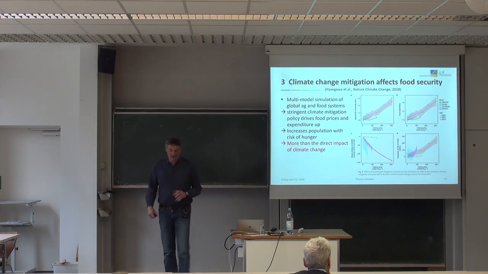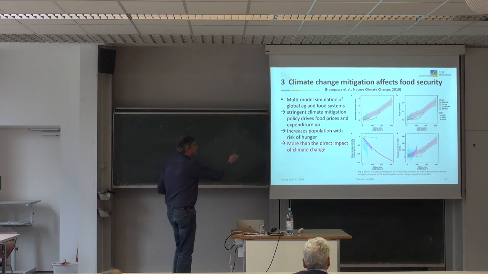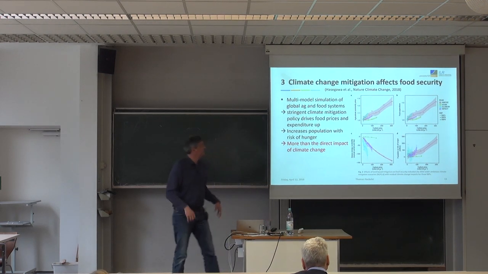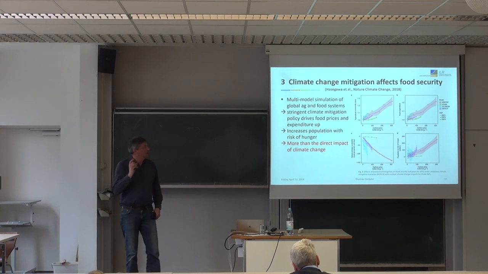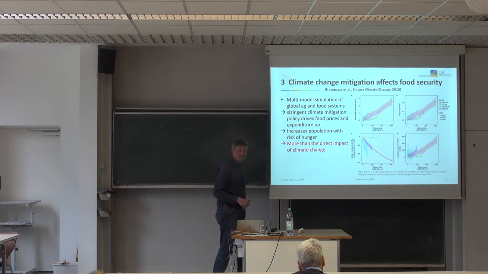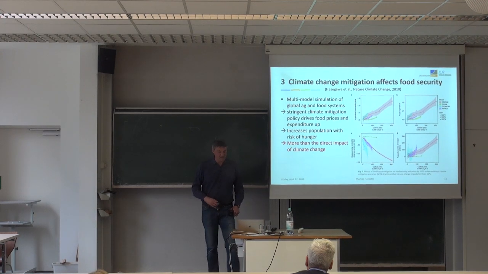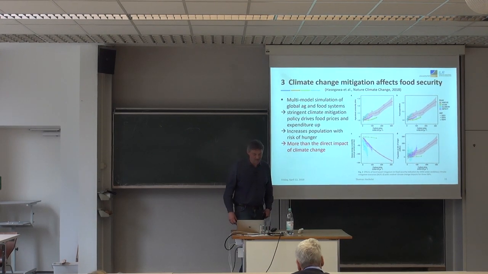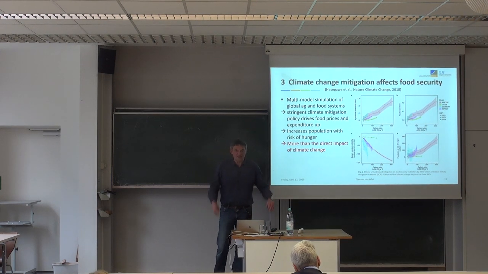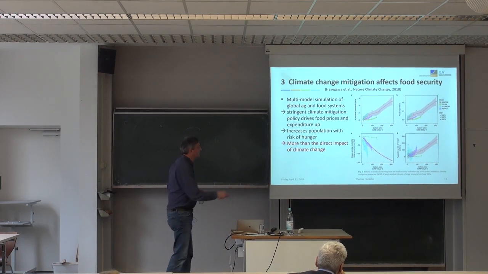An exemplary application, but not only with the CAPRI model, but a whole system of models, is on climate change mitigation. And a recent Nature Climate Change article where CAPRI was involved did a multi-model simulation of the global ag and food system, and they found that stringent climate mitigation drives up food prices and food expenditures, so it has a negative impact on food security, and the population at risk of hunger is going up.